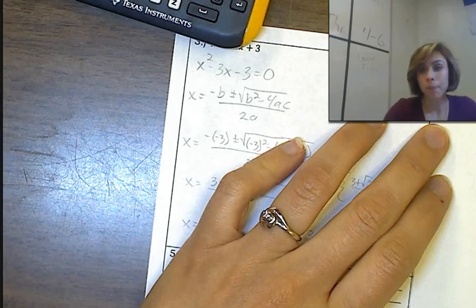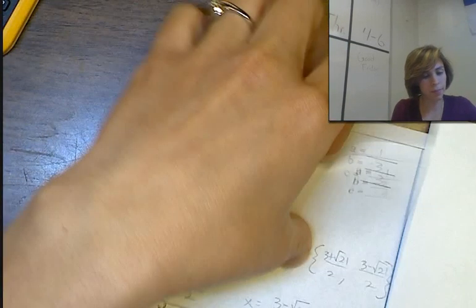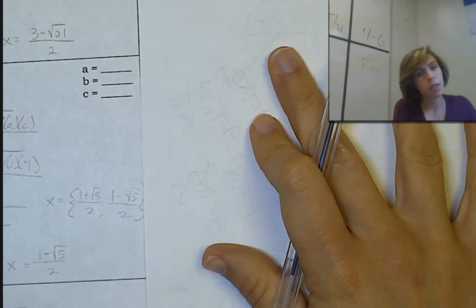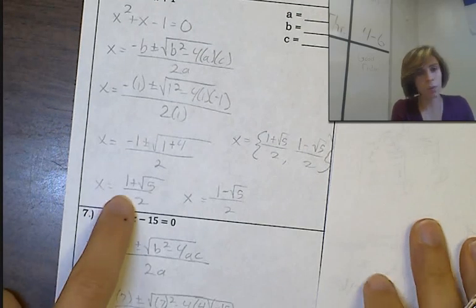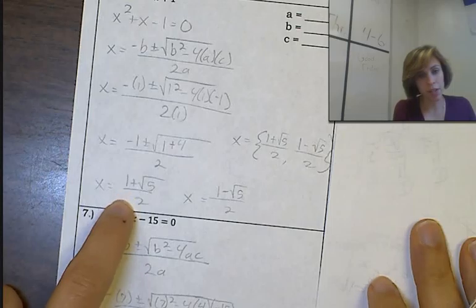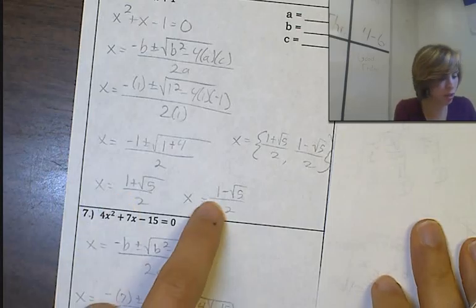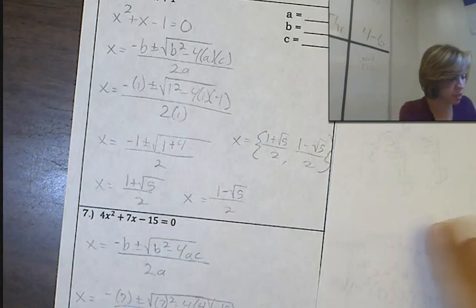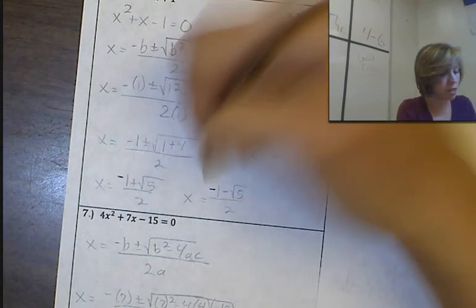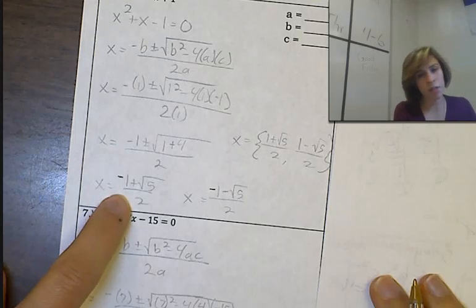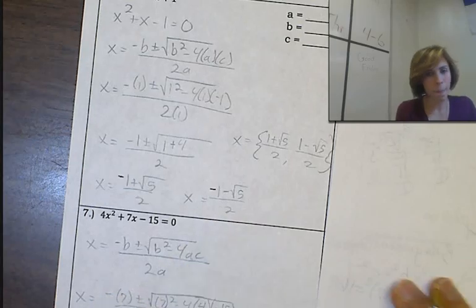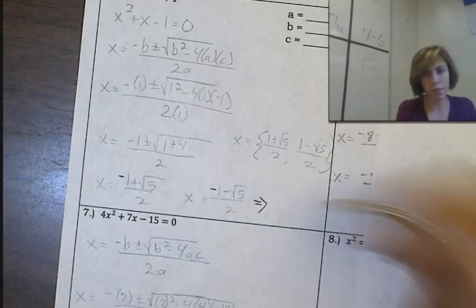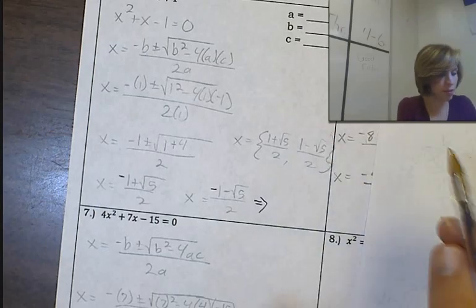Okay, so the answer for number 5 was negative 1 plus square root of 5 divided by 2, and negative 1 minus square root of 5 divided by 2. Now if you went further and you did a decimal for those, I can give you that, I just haven't done that in the calculator yet.